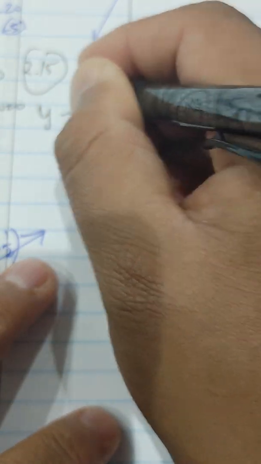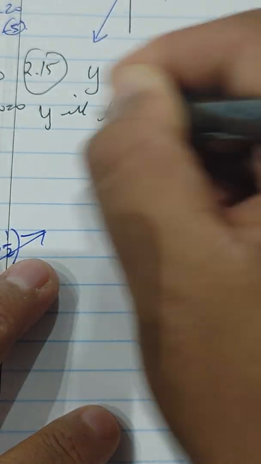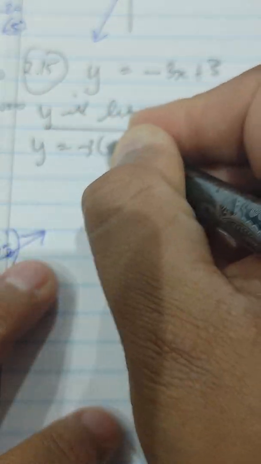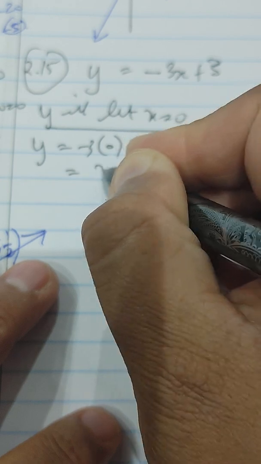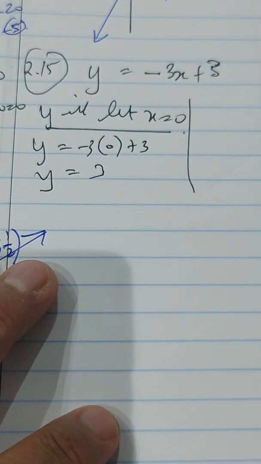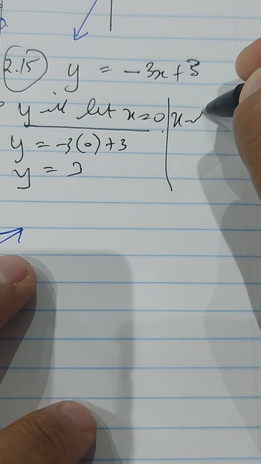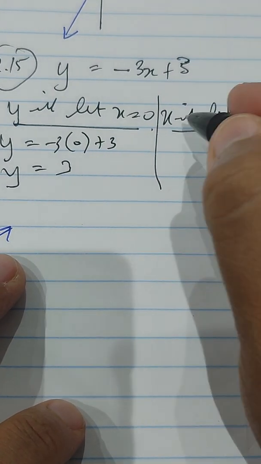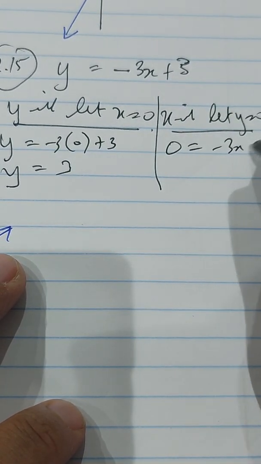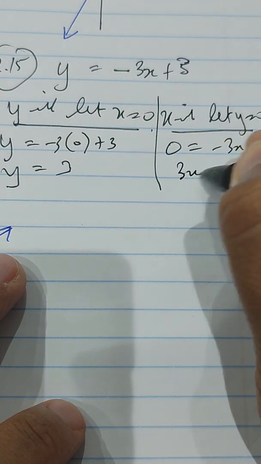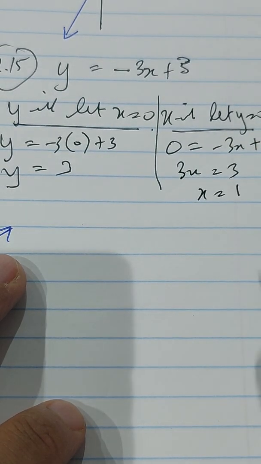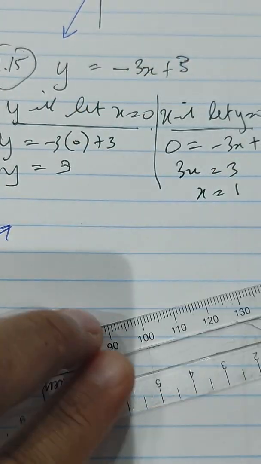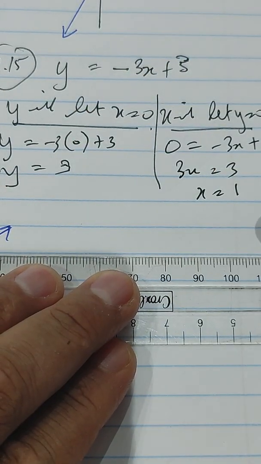So you go y-intercept, let x equal to 0. So we then say y is equal to negative 3 times 0 plus 3, which is 3. Now we go x-intercept. What do you do for x-intercept? Let y equal to 0. So 0 is equal to negative 3x plus 3. So 3x is equal to 3, so x is equal to 1. Do we need to let x equal to 1 here? No. It's enough information to sketch the graph.